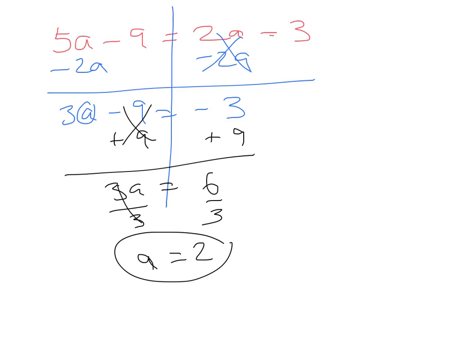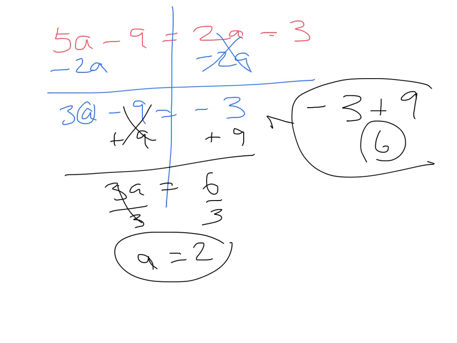Now it's a basic two-step equation. We undo our subtraction with addition, so I'm adding 9 to both sides. Now this is where you need to be careful because you have negative 3 plus 9. That gives you a positive 6. That's the work for this step right here. So I have 3a equals 6. Now I undo multiplication with division. 6 divided by 3 is 2.